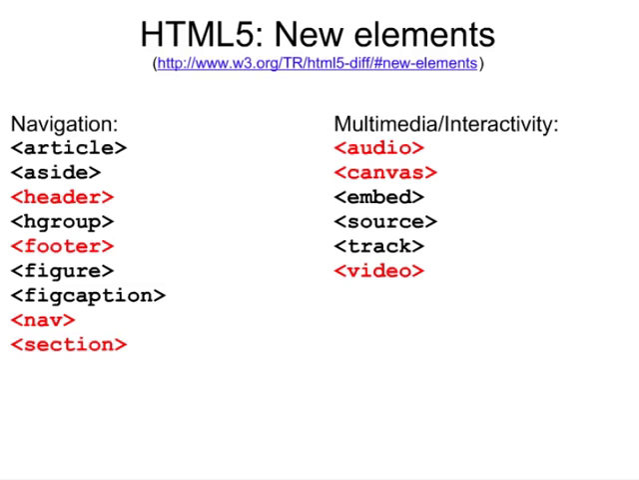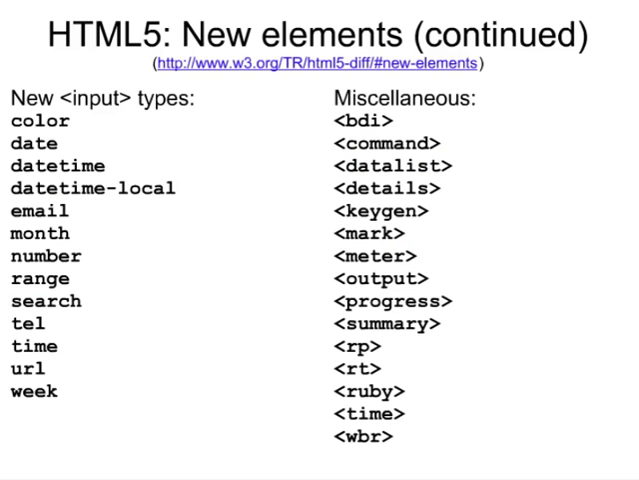In addition to these two categories of new elements, HTML5 also adds a bunch of new input types. Input types are for interactive HTML forms. When you go to a website and it asks you to fill out a form, there are all different types of fields that you can fill out. What HTML5 adds is new forms for things like dates, times, emails, telephone numbers, colors, a lot of great stuff.